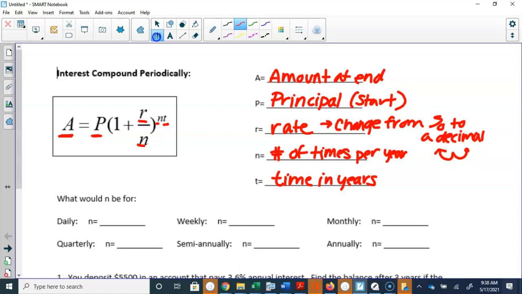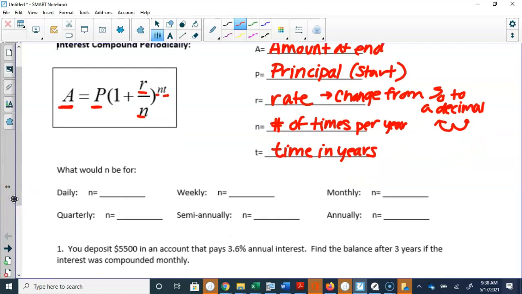Now, there are some possible different N's that you might experience. If it says that your investment is compounded daily, N is equal to 365. Quarterly, that's 4. Weekly, that's 52 because there's 52 weeks in a year. Monthly, that's 12. Annually, that's 1. And semi-annually, that's 2. Okay, so just some different keywords you're going to be looking for so you know what your N is equal to.